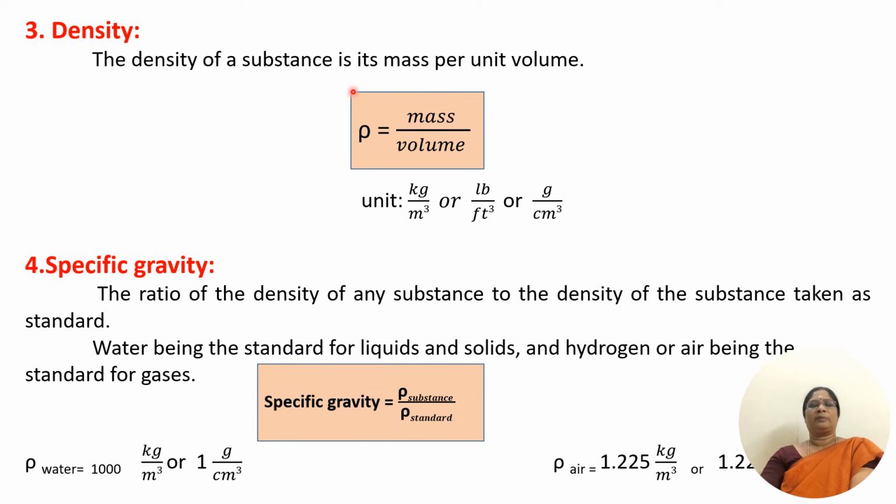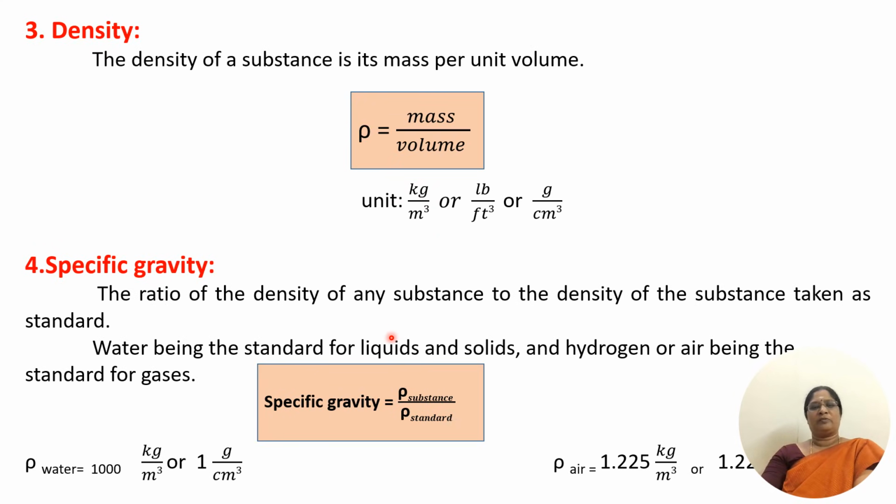The density of a substance is usually expressed as mass per unit volume. The different units in which density is expressed are kg per meter cube or lb per feet cube or gram per centimeter cube. The SI unit of density is kg per meter cube.